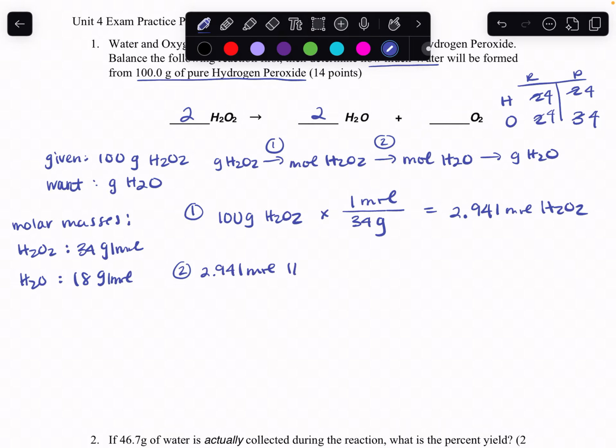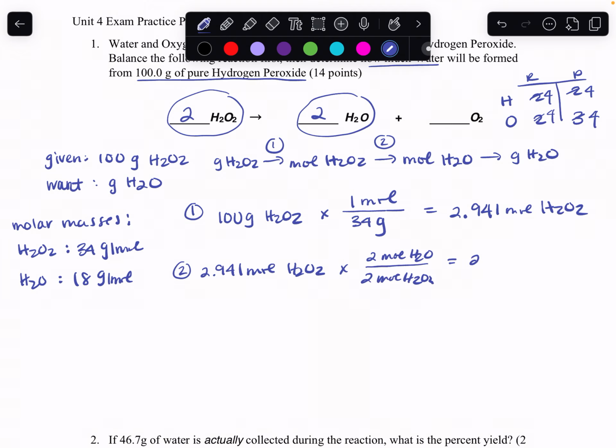So step number 2, converting from moles of H2O2 to moles of H2O. For this, we're going to use our mole ratio. So I go up to the top, I look, I'm going to deal with hydrogen peroxide and water. So this is a 2 to 2. We could reduce it to a 1 to 1, but I'm just going to use the actual numbers. Do it how you want. Either way, we're getting the same number of moles of water as we have of hydrogen peroxide.